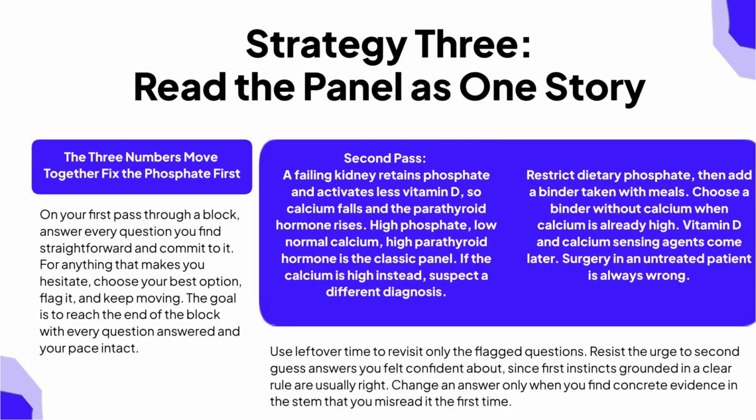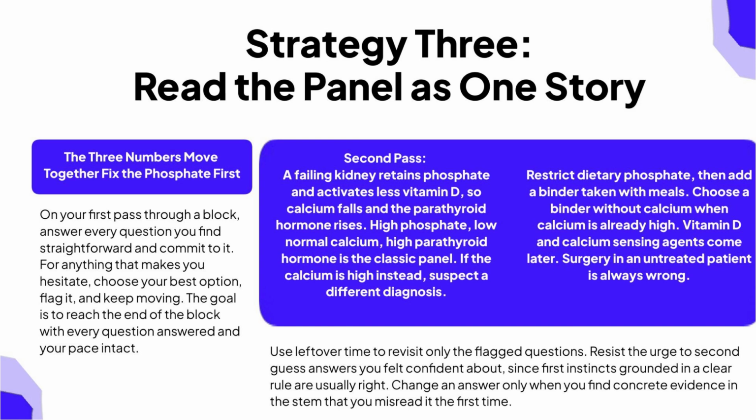Strategy 3 is secondary hyperparathyroidism. Stop reading calcium, phosphate, and PTH as 3 separate values and read them as one story. The failing kidney can't excrete phosphate, so phosphate climbs. It activates less vitamin D, so calcium falls. The parathyroids sense low calcium and high phosphate and drive PTH up. So the classic panel is high phosphate, low or low normal calcium, and high PTH. Recite that and you'll answer these in seconds.